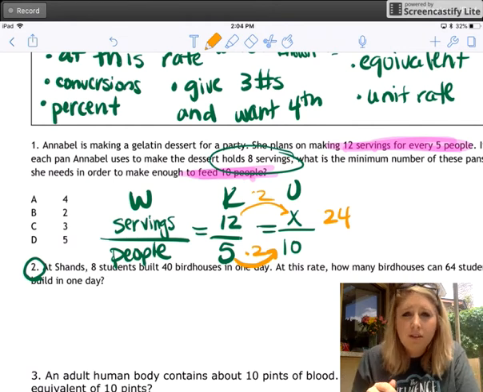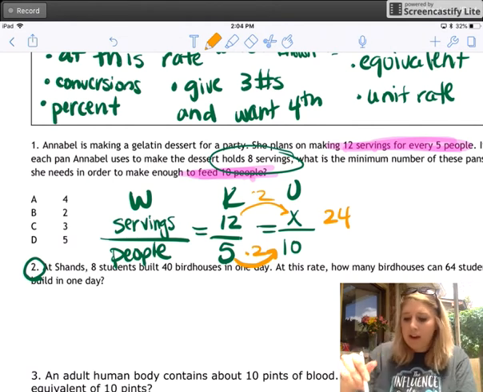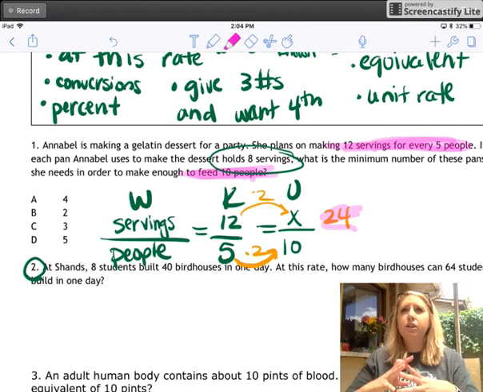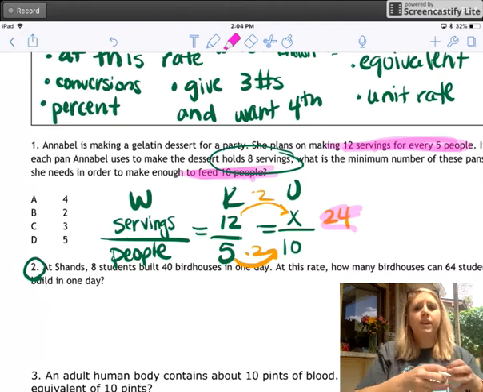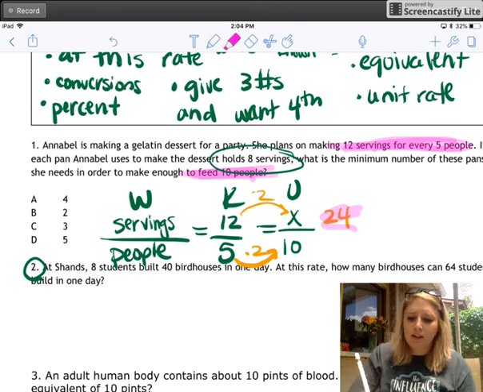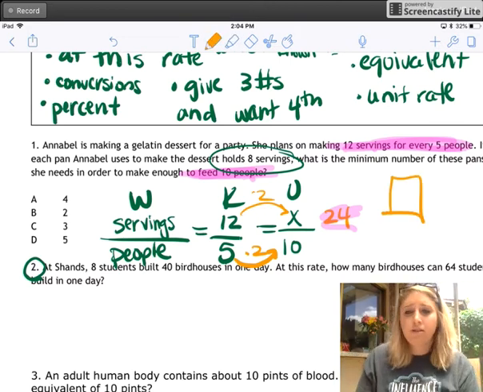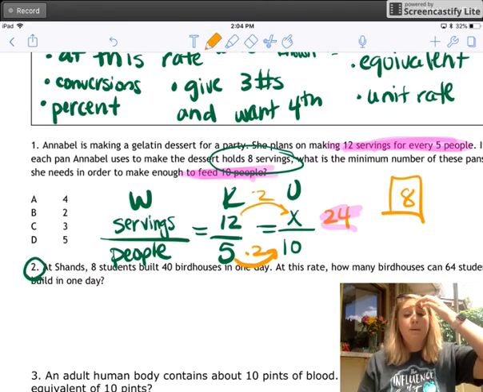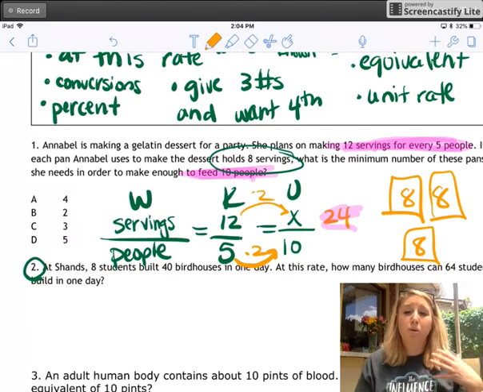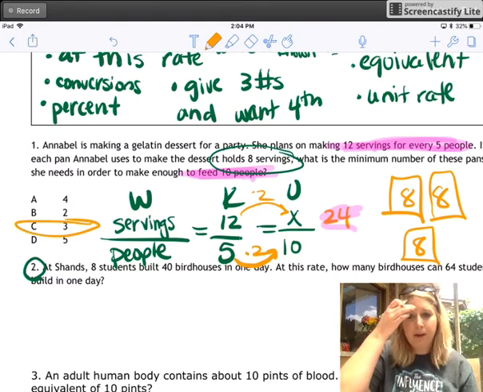8 servings would mean that, if I have a total of 24, I'm going to have to do something special here. I need 24 servings, 8 servings in each pan. So each pan has 8 servings. How many pans would I need? Well, 8 plus 8 is 16. Another 8 would make a total of 24. So I would need 3 pans.